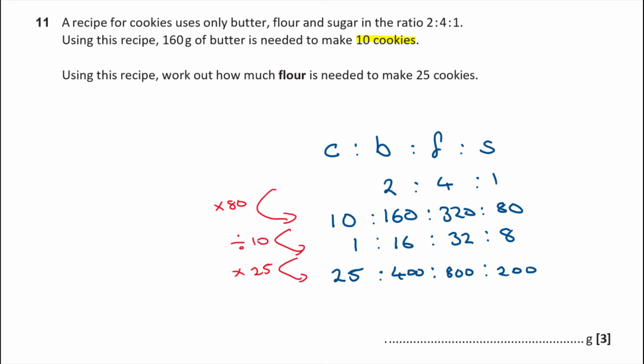So using this recipe, work out how much flour is needed to make 25 cookies. Flour is that one. So I'm going to need 800 grams of flour.